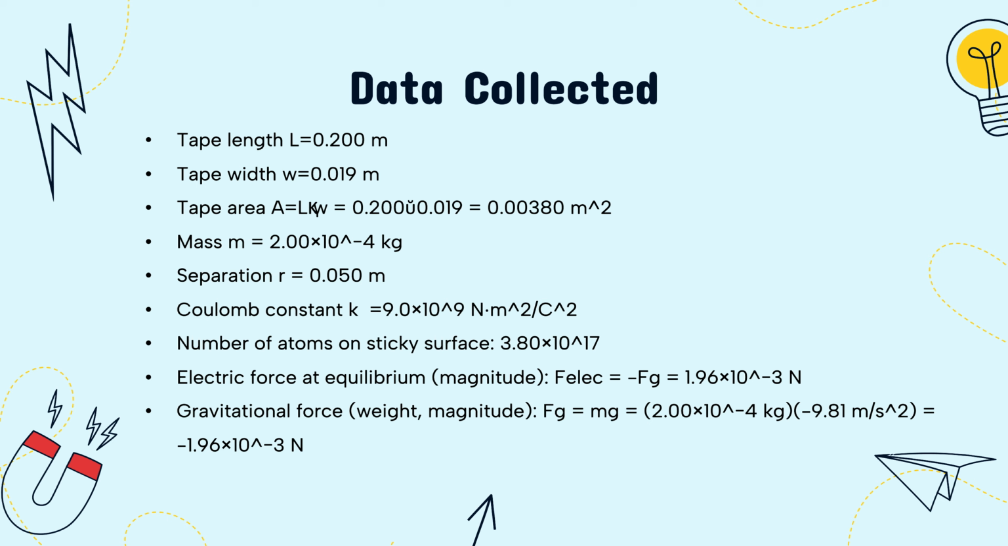We can calculate the electric force on the suspended U-tape by finding our gravitational force, which is multiplying our mass by gravity, or the gravitational constant of negative 9.81. This would be negative 1.96 times 10 to the negative third newtons, and the electric force would be the negation of the gravitational force because the tape is at equilibrium.